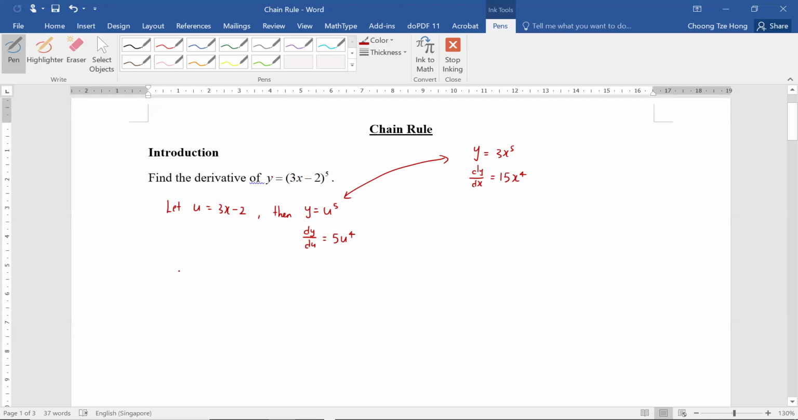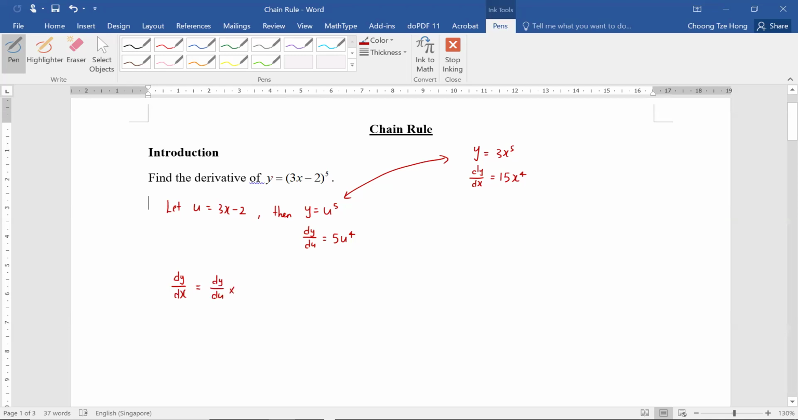But remember, at the end of the day, they want us to find the derivative of y equals (3x minus 2) to the power of 5. So on the right side is x, right? In the end, what they want us to find is actually dy/dx. But now what we have found is dy/du.